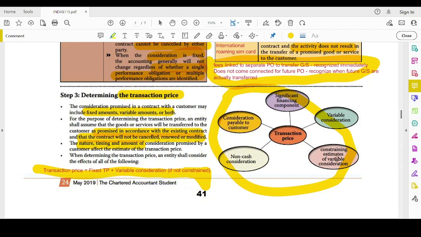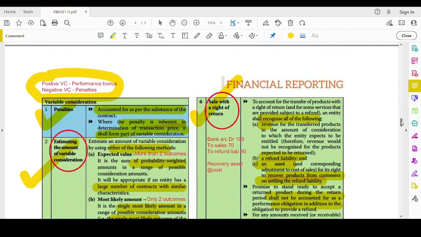One is the significant financing component, then variable consideration. What are the constraints in estimating the variable consideration? Then non-cash consideration, and consideration payable to the customer. Let's go one by one. Okay, significant financing component. Before that, we will understand what is a variable consideration.